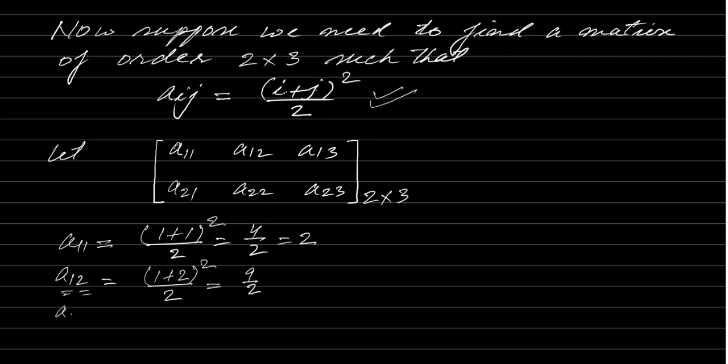Now A13. Here in A13, the suffix means the first row, i is equal to 1, and third column, that is j is equal to 3. So putting i is equal to 1 and j is equal to 3 in this relation, we get (1 plus 3) whole square upon 2. 1 plus 3 becomes 4. 4 square is 16. 16 upon 2 is equal to 8.